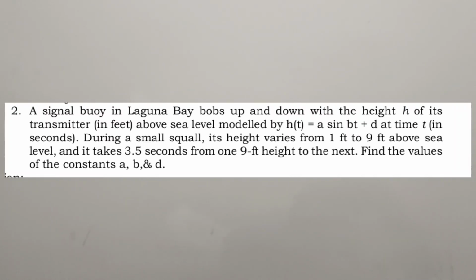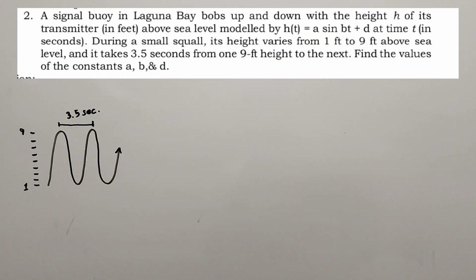The important given in this problem are the following. The height of the signal varies from 1 feet to 9 feet above sea level. This will be the diagram of this problem. So the lowest point is 1 feet and the highest point is 9. And since this is periodic, the next highest point, which is 9 feet, can be reached after 3.5 seconds.